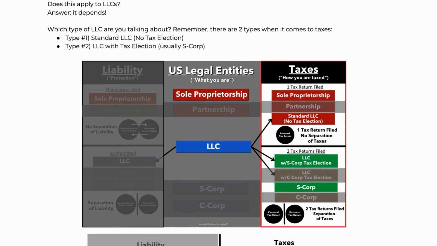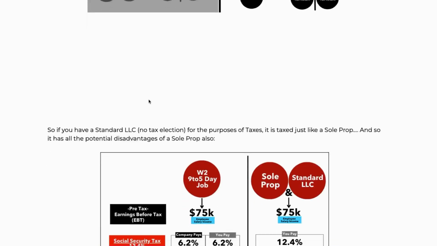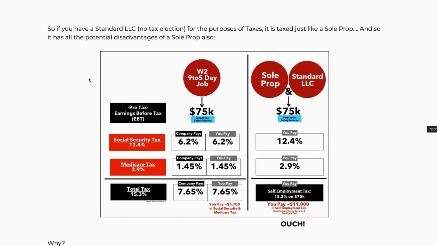So let me walk you through this very clearly so you can understand. Remember all of the cons that we talked about when you have $75,000 in income and you're a sole prop and you have to pay both sides of the taxes, so it equals 15.3% and you have to pay $11,000 in taxes. Well, all of that we said in the previous training as a con to the sole prop also applies to the standard LLC in which there is no tax election. This is very important to understand.